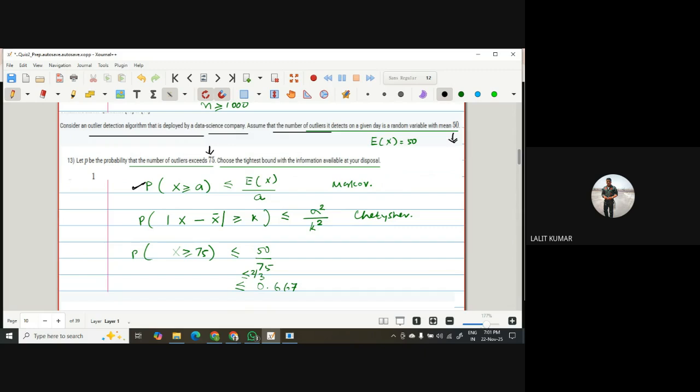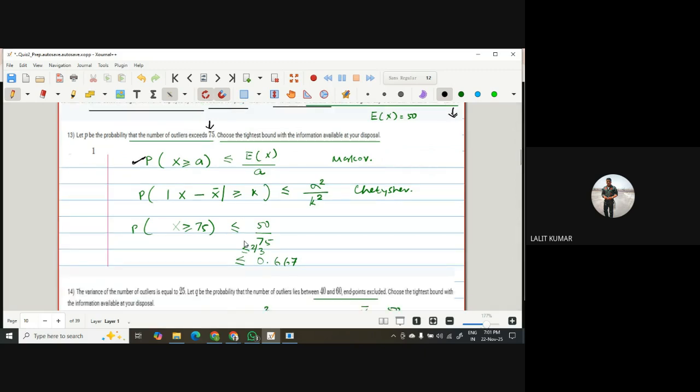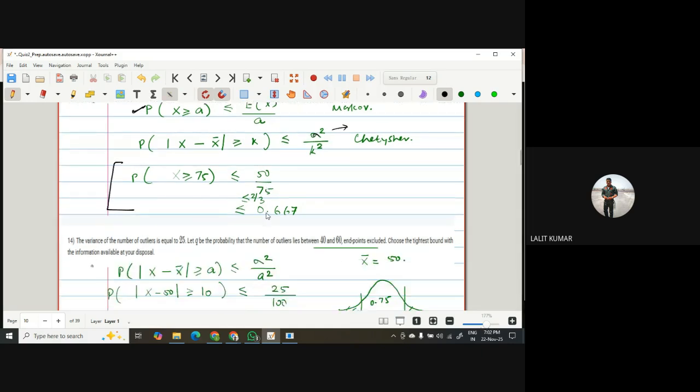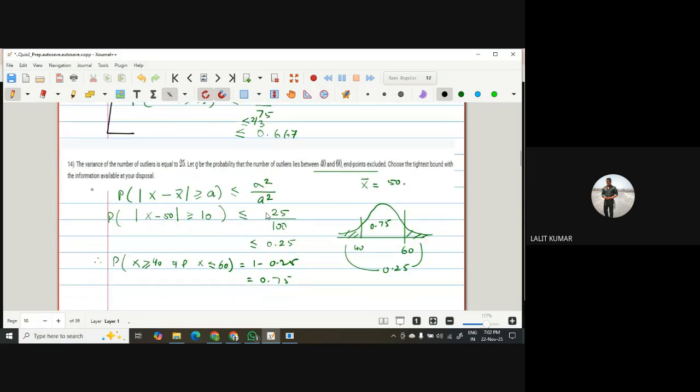And we also know for the Chebyshev, probability of |x minus x bar| greater than or equal to k is less than or equal to variance by k square. But for this we need variance. Variance is not given in the question. So we use Markov, and straight away it comes 50 by 75. So this was an easy question.